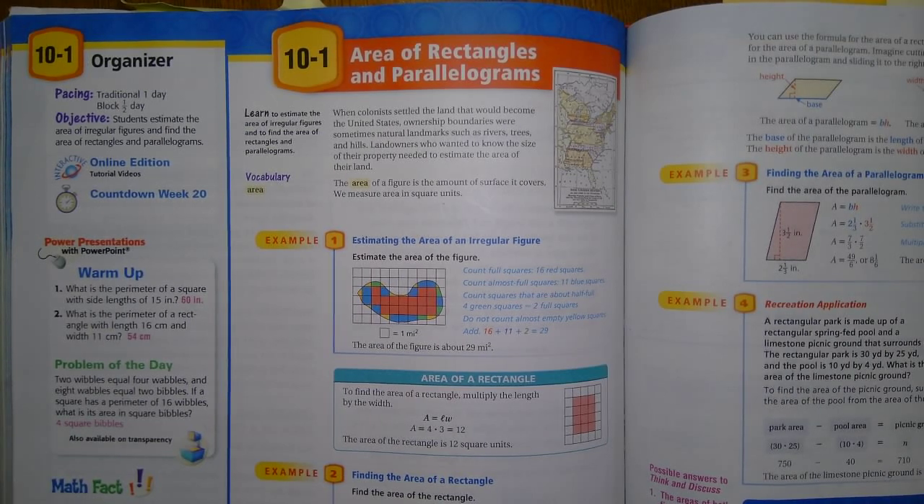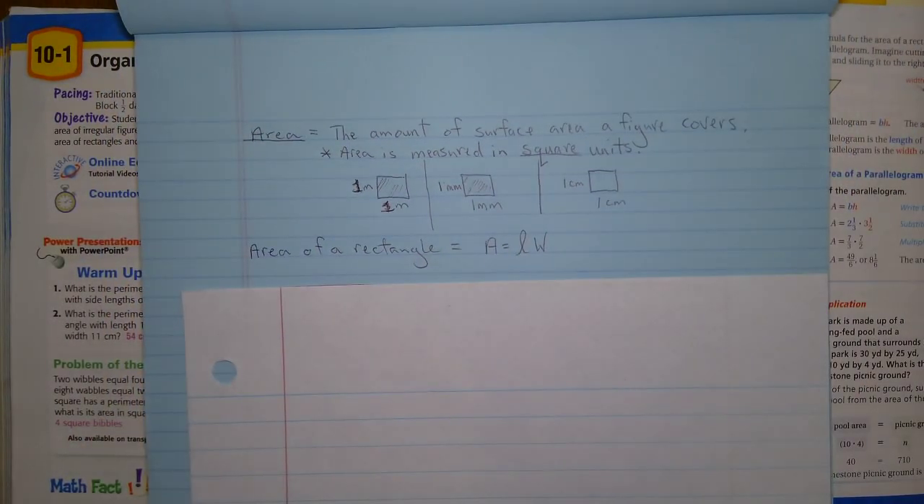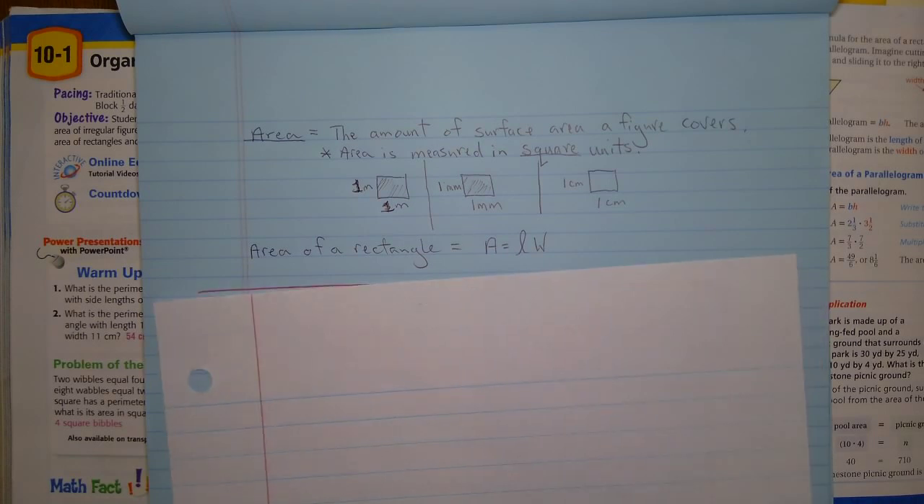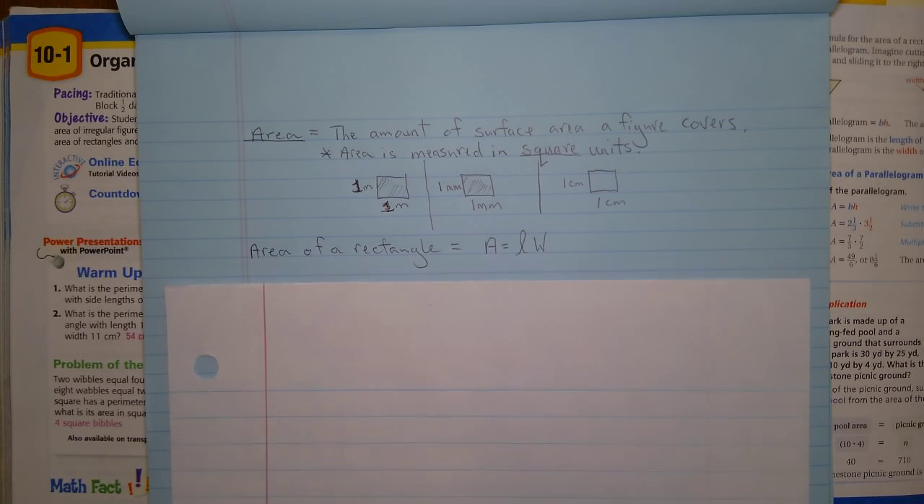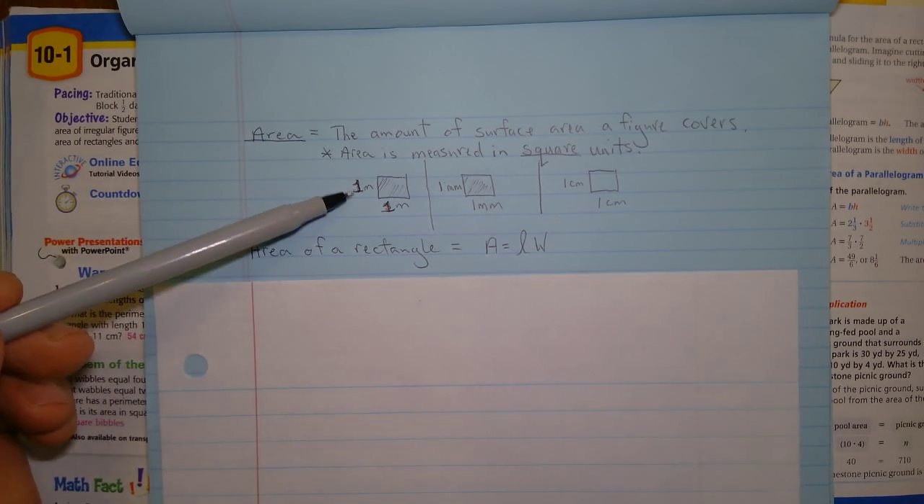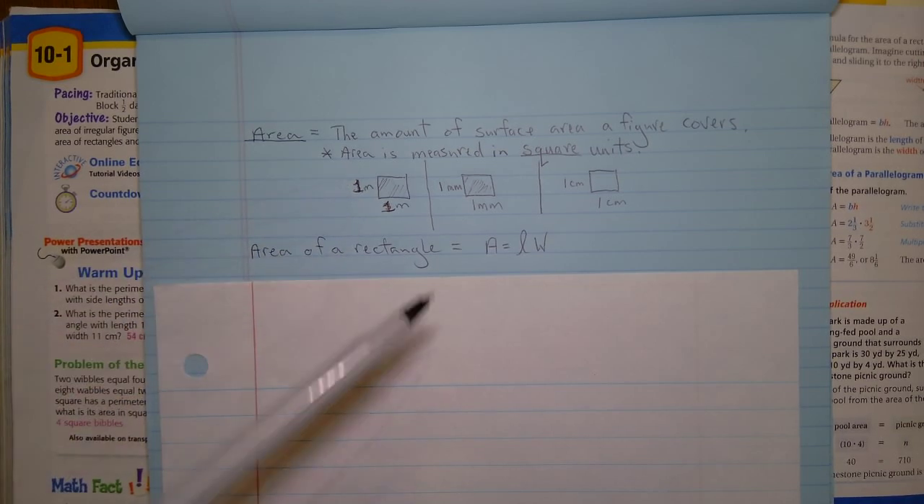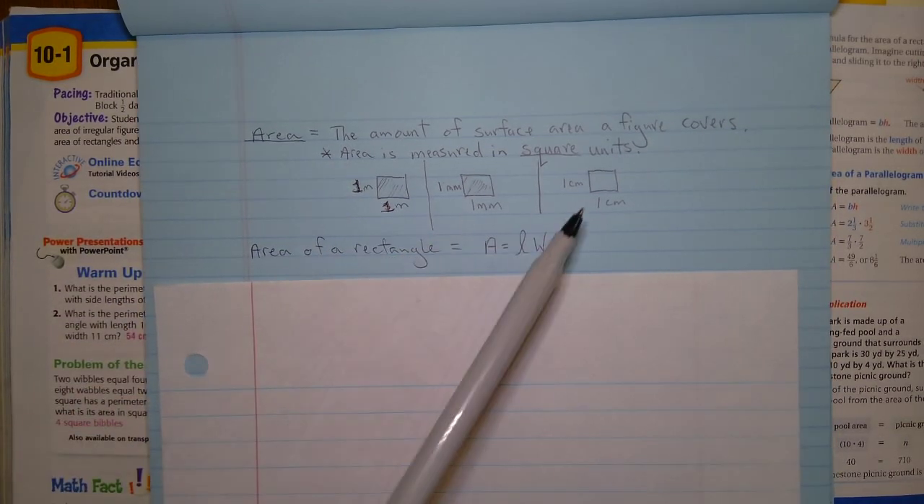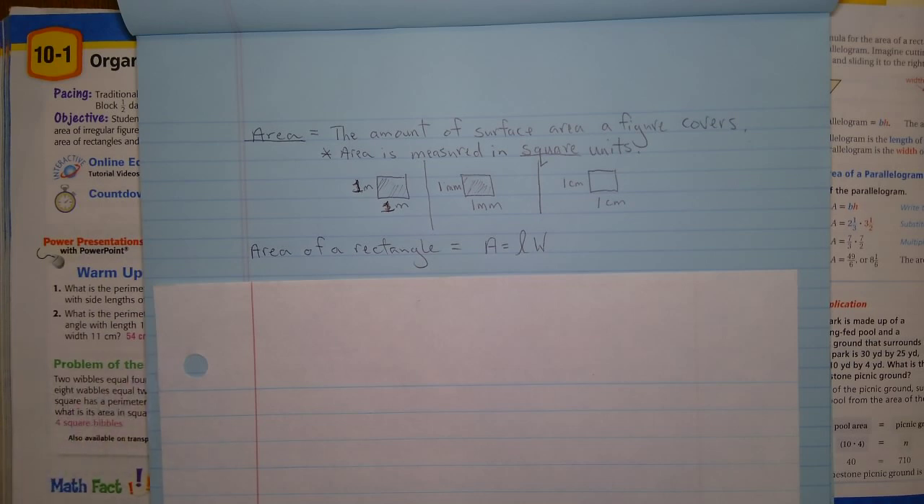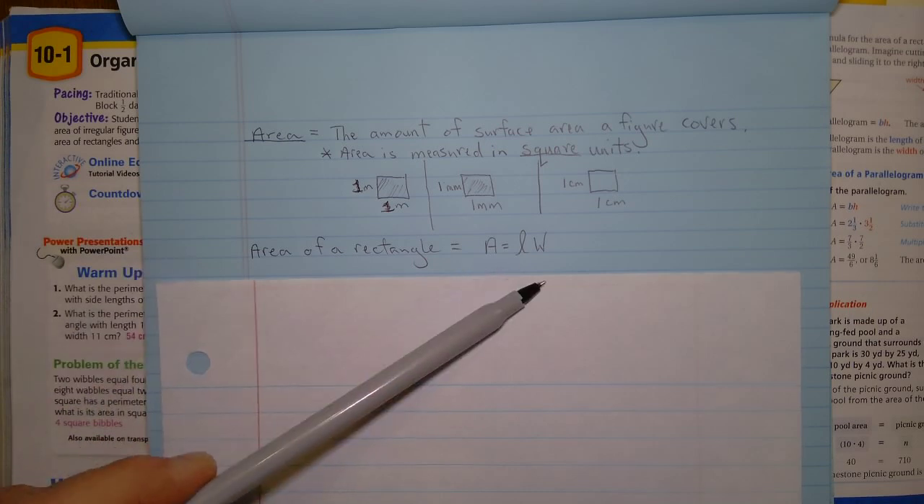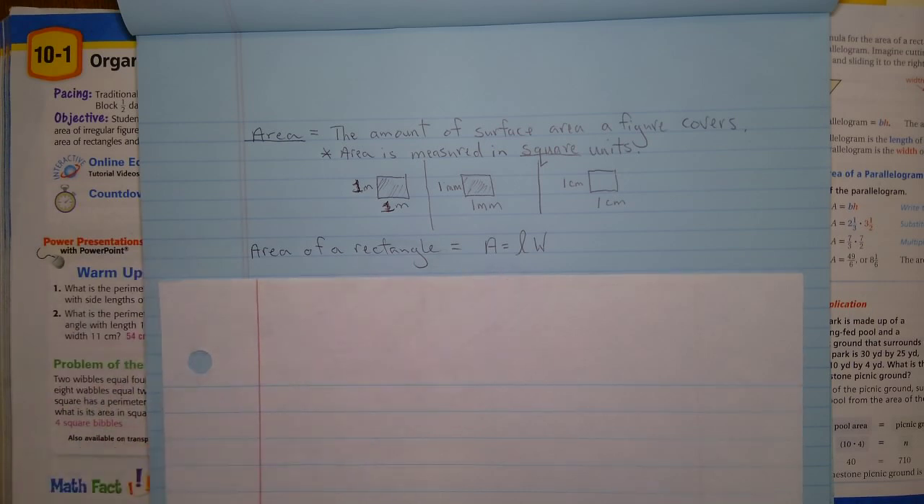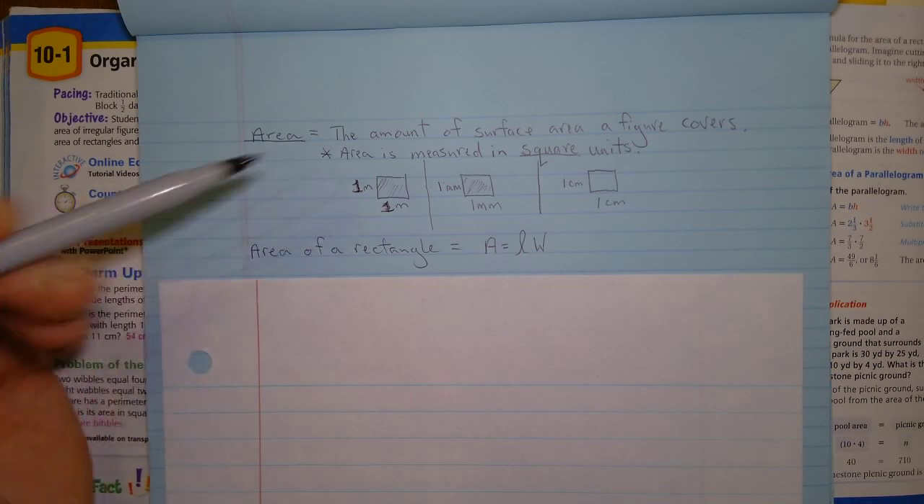First thing I want to do is go over a couple things that we need to remember for this. The first thing is I'd like to talk to you about area again. Area is a two-dimensional measurement, and it is the amount of surface a figure covers. Area is measured in square units. Here you can see a couple examples of 1 square unit: 1 meter by 1 meter, 1 millimeter by 1 millimeter, and 1 centimeter by 1 centimeter. We calculate the area of a rectangle by multiplying the length times the width. And on a square, it really doesn't matter, does it? Because they're both the same.